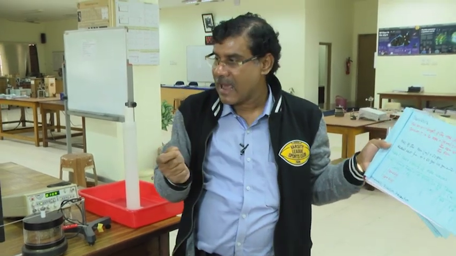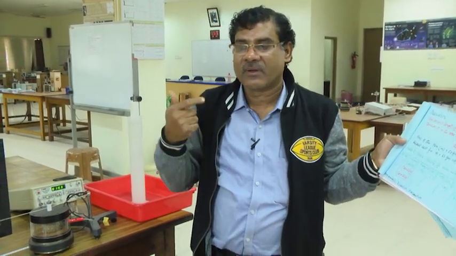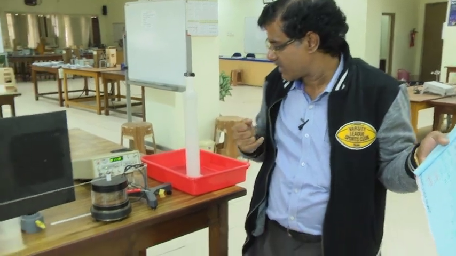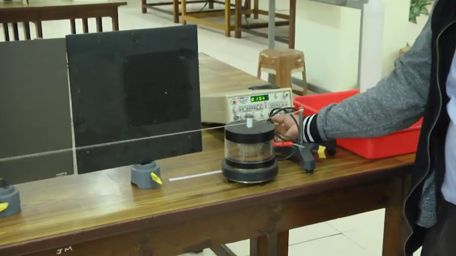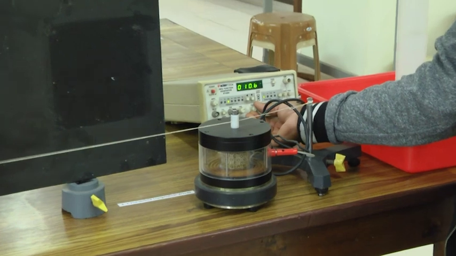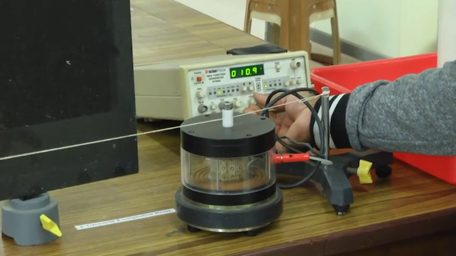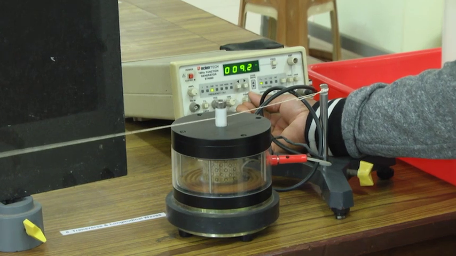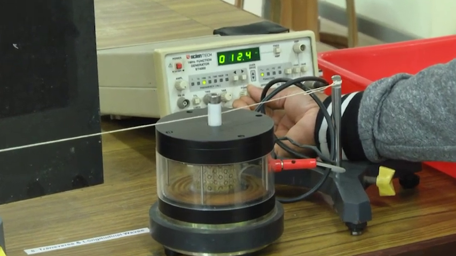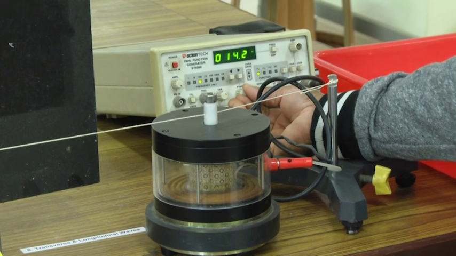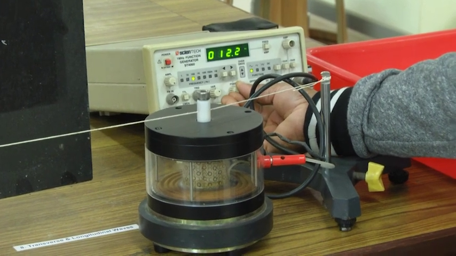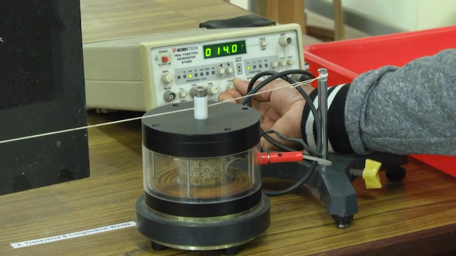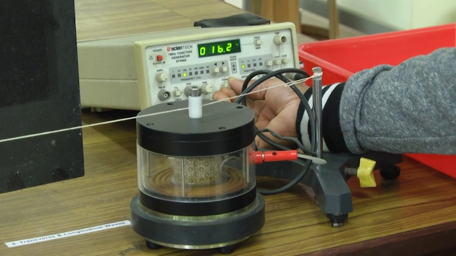Then again, I will change the frequency for the higher mode, higher harmonics. So let me vary it and find out n for the second harmonic. It's almost double. Okay, I don't know.